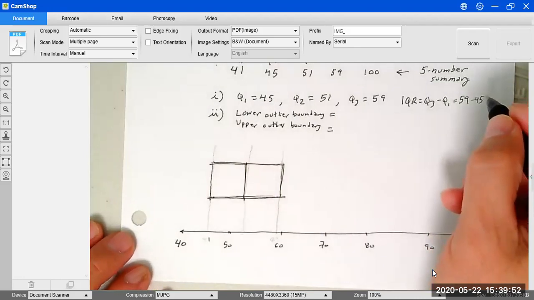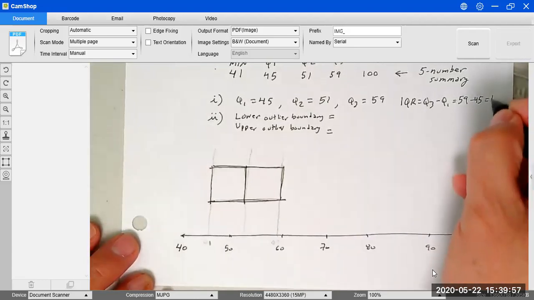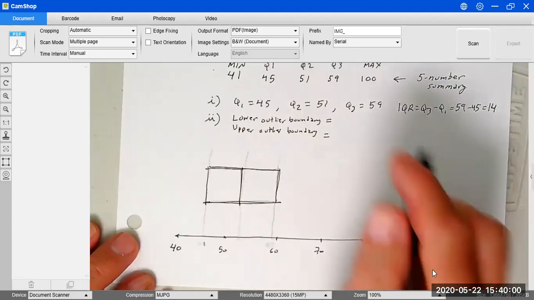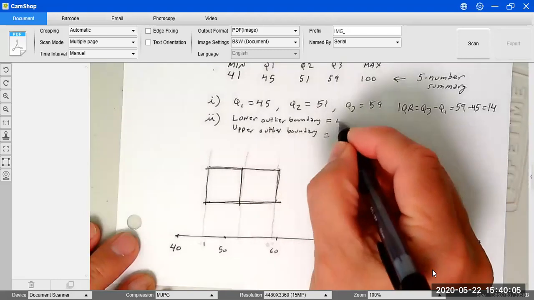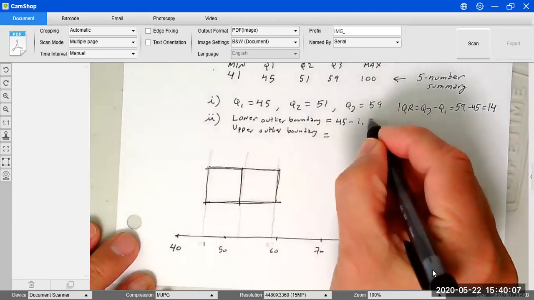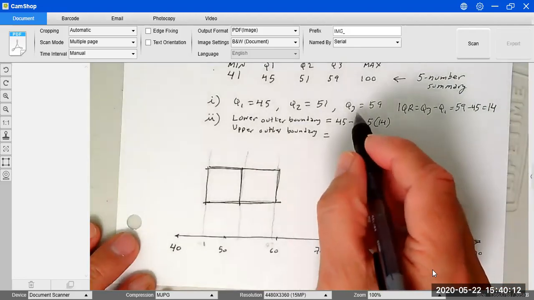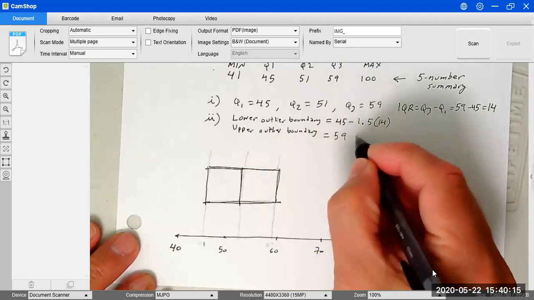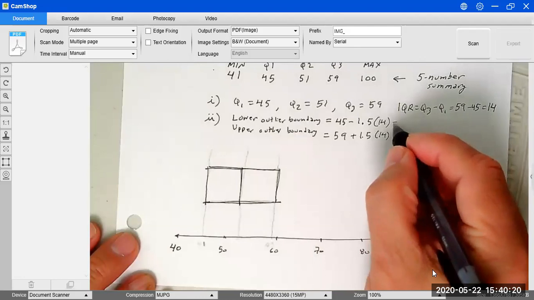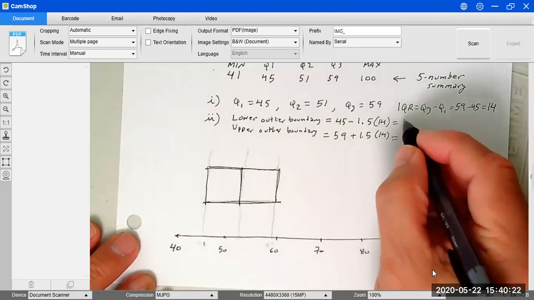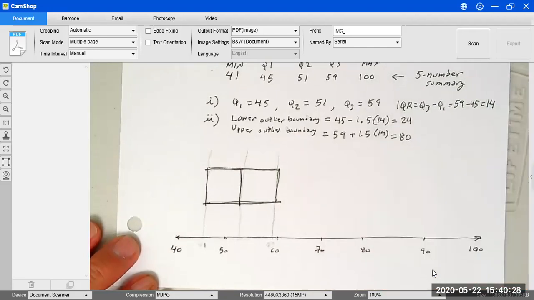45. So this is gonna be 14. So then the lower boundary is 45, the first quartile, minus 1.5 times 14, and in the other case the upper boundary is going to be 59 plus 1.5 times 14. So we do these computations and we're going to get 24 and we're going to get 80.